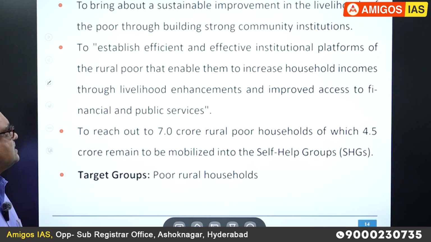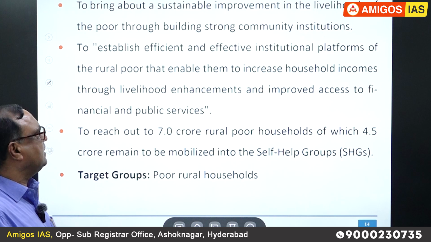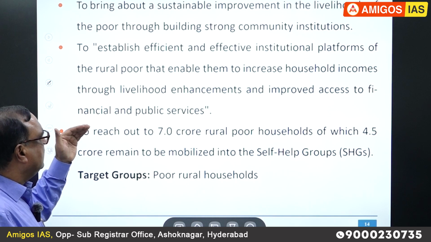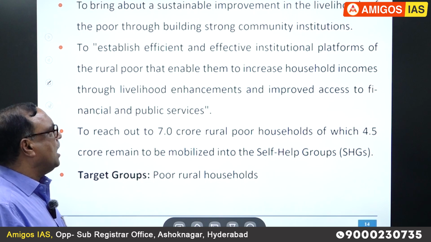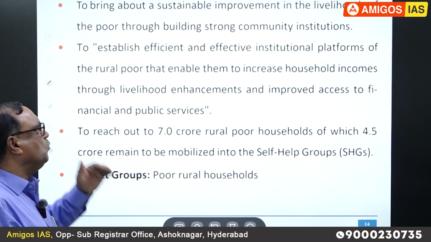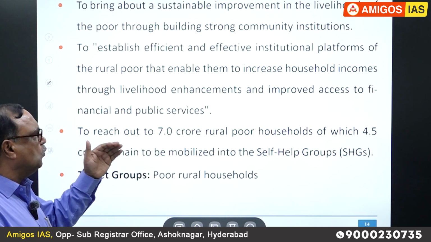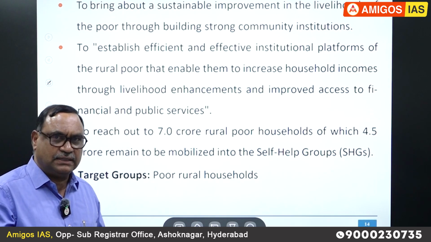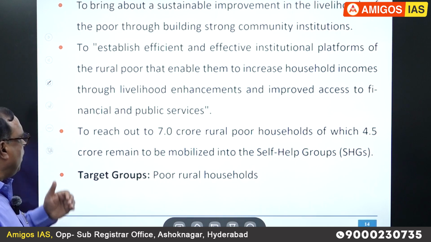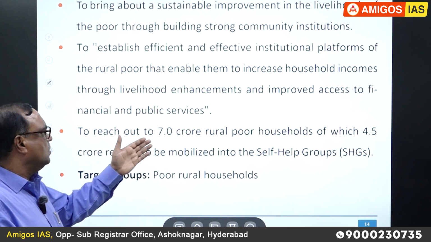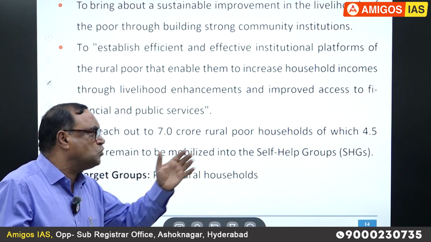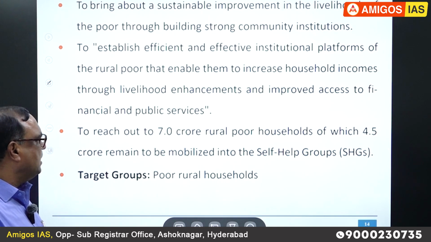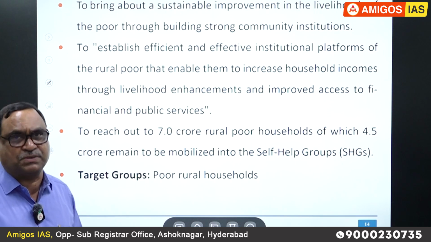Then another point is to establish efficient and effective institutional platforms of the rural poor that enable them to increase household incomes through livelihood enhancements and improved access to financial and public services. Then another point is to reach out to 7 crore rural poor households, of which 4.5 crore remain to be mobilized into the self-help groups.